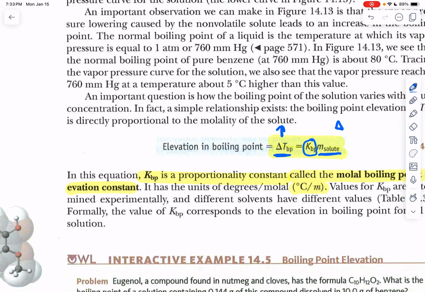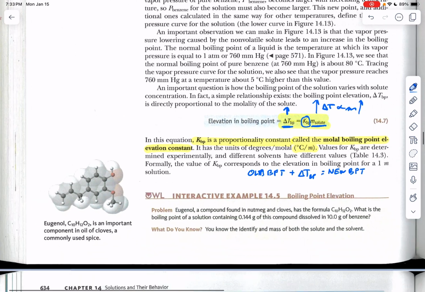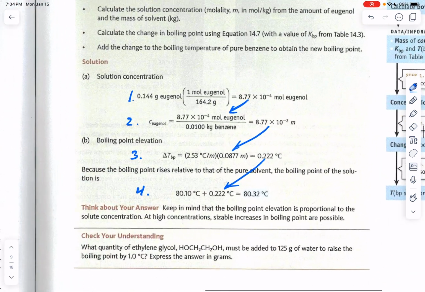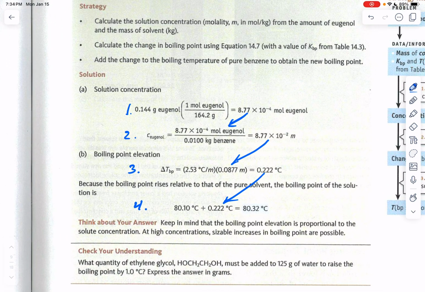And so you can see that the change in the boiling point temperature is proportional to the concentration. The greater the concentration of the solute in the solvent, the greater the delta T, the change in temperature, will be. And then in order to find the new boiling point temperature, you would take the old boiling point temperature and add the change in the boiling point to get the new boiling point temperature. And looking at an example, it's pretty straightforward, but it is multiple steps.